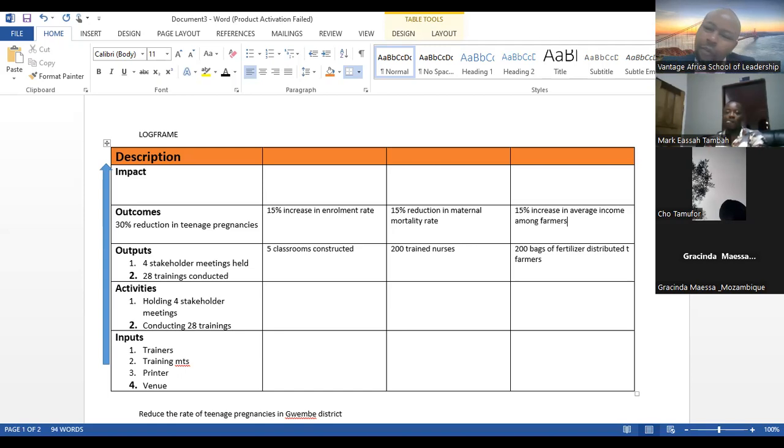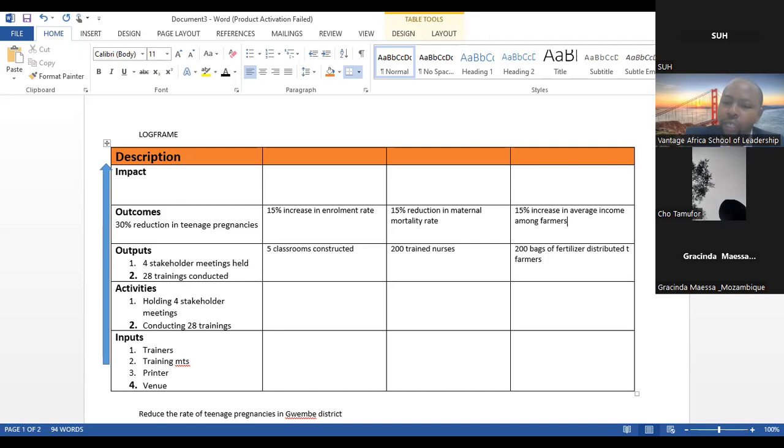Now, I really want to agree to a greater extent with Gracida, because she has brought in a very important point. Supposing our purpose for distributing these bags of fertilizer was to increase productivity per acre for every farmer. Supposing that was our purpose, then our outcome would have been what she told us. 15% increase in average productivity per acre per farmer, something like that. So the outcome is heavily influenced by our purpose. You know, remember purpose-driven life, remember? By our purpose.